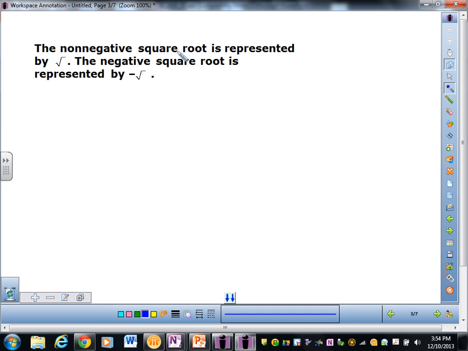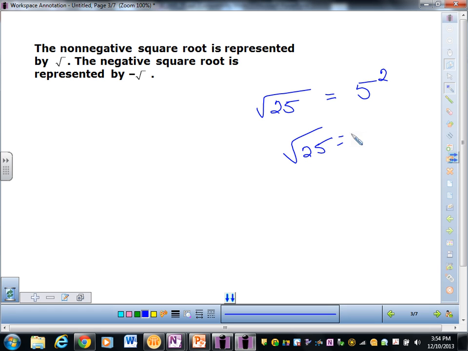A non-negative square root is represented by that. That means that that is a positive number. So if that were 25, then that would equal a positive 5, right? So positive 5 squared, okay? Or the square root of 25 equals 5. We know that, okay?